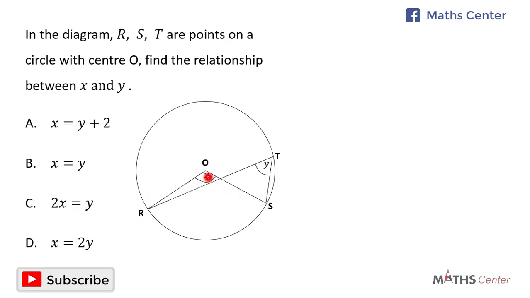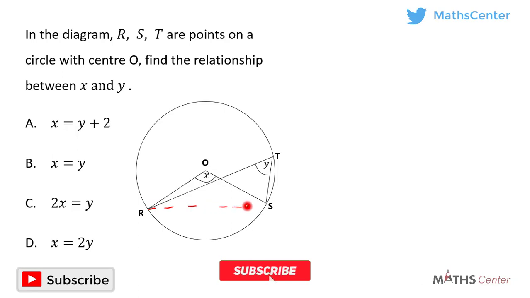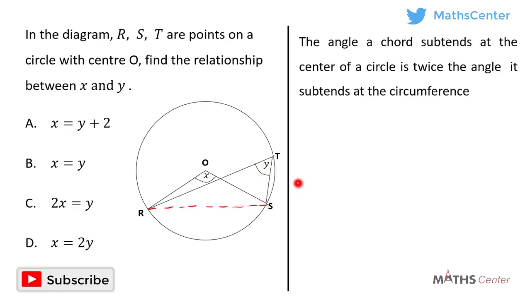We have angle ROX as X and angle RTX as Y. The question wants us to find the relationship between X and Y. Let's join point R to point X to form the chord RX.